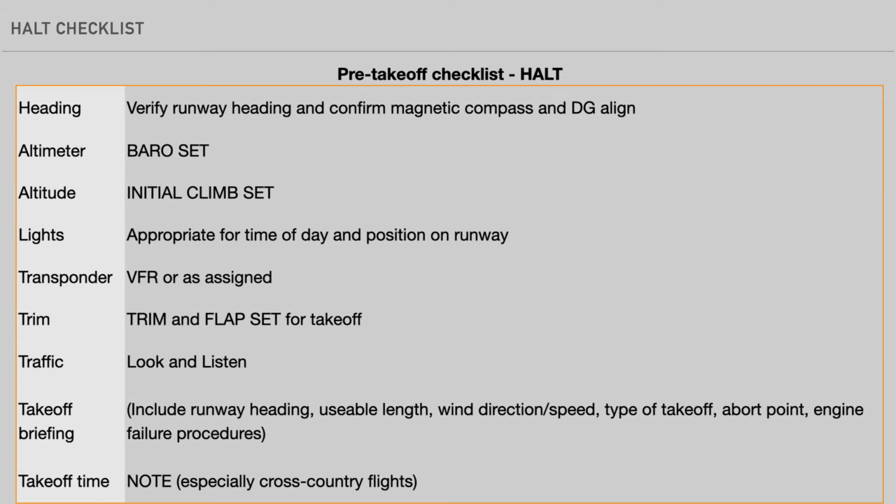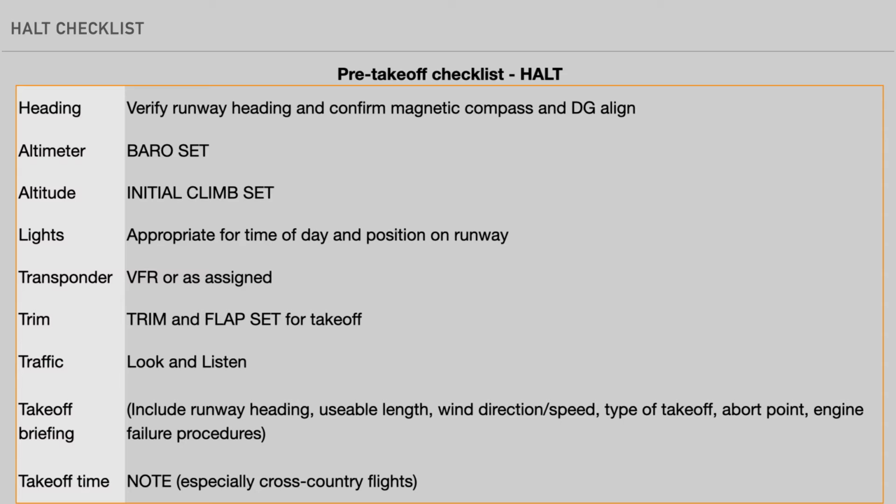The HALT checklist includes the following elements: verify your runway heading and confirm your magnetic compass and DG align. Be sure your altimeter is set, as well as your planned initial altitude. Lights should be on, appropriate for the time of day and position you are on the runway. Set your transponder as appropriate. Trim includes your flaps and your trim settings. Then look and listen for any traffic.